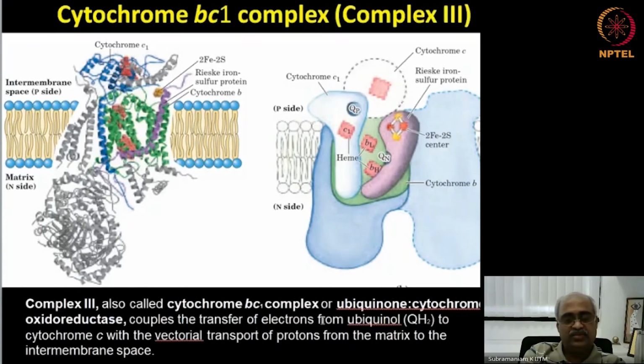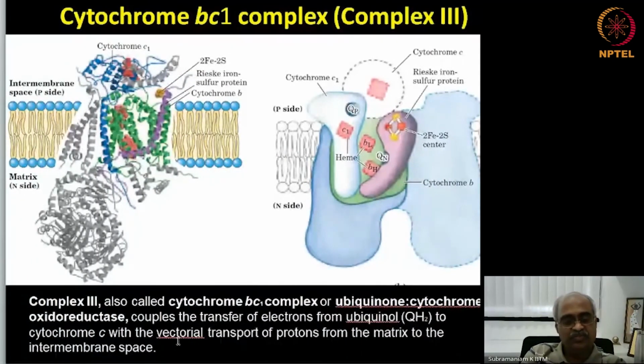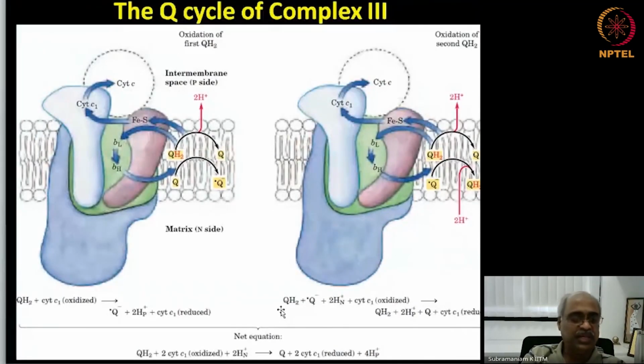So this couples the electron transfer from ubiquinol, that is fully reduced ubiquinone, to cytochrome C. And just like what we saw in complex 1, here again this electron transfer leads to a vectorial transport, meaning in one particular direction, from the matrix to the inner membrane space, you have proton transfer. This is best understood by considering the Q cycle, which is shown here. I'll walk you through this step by step so that it is not very complex.